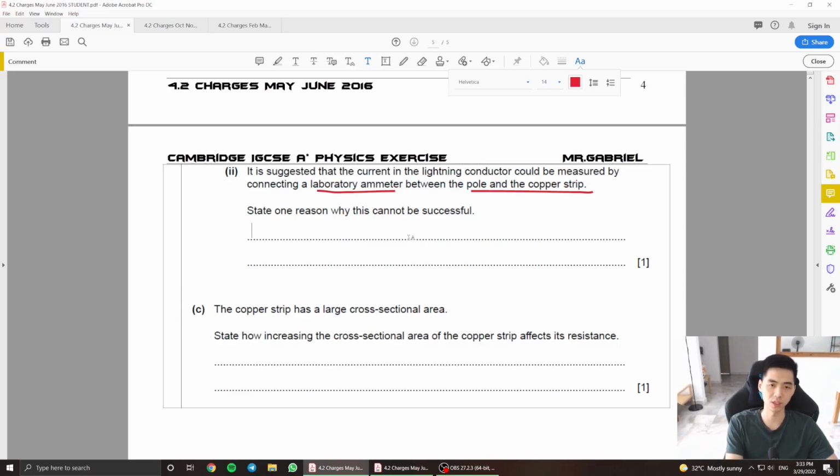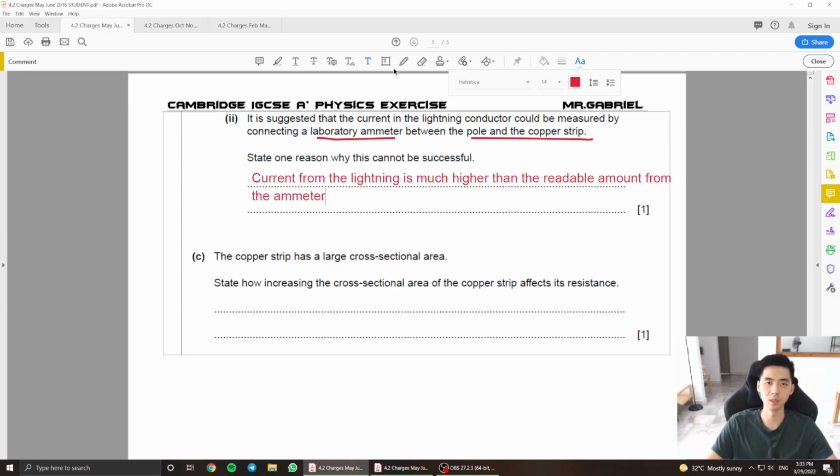So you're supposed to say something like the current from the lightning is much higher than the readable amount from an ammeter. In fact, in reality, when thunder does strike and you're reading the current with an ammeter, the ammeter will burst into 1,000 pieces. The copper strip has a large cross-sectional area.